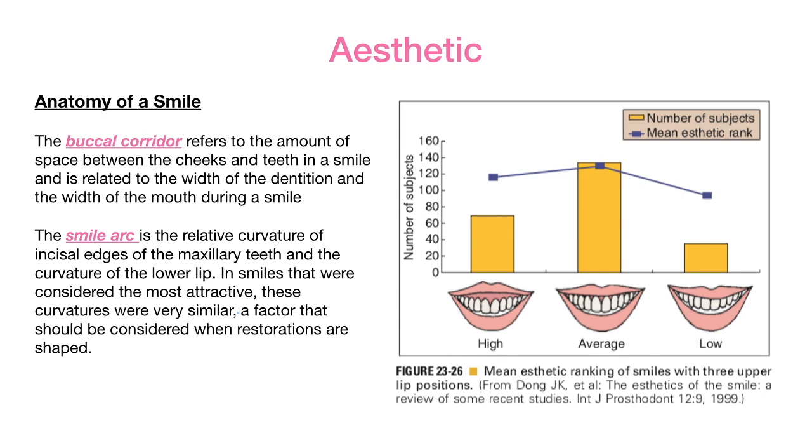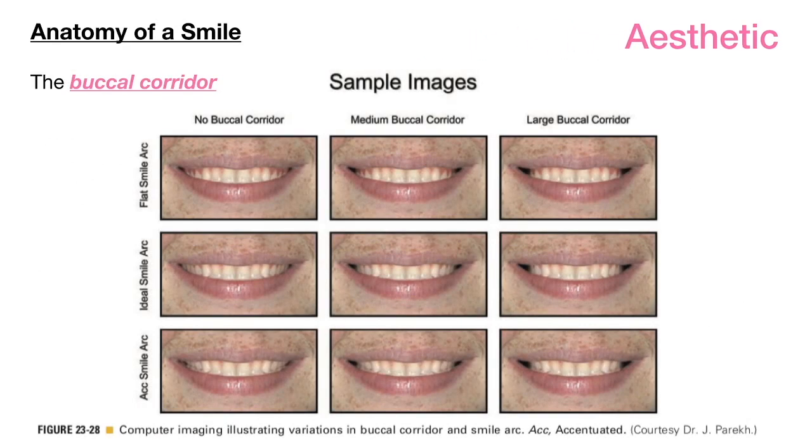We can understand how important aesthetics is. We have to understand the high lip, average, and low lip. We can know the effect of the gummy smile and smile arc on our final aesthetic analysis, and how important the buccal corridor is, which refers to the space between the cheeks and teeth and also affects the shadows of the cheeks on the teeth. We have to understand these elements, so it helps us analyze the smile arc and make a good smile for our patients. The buccal corridor may be medium, large, or absent. We can simulate it by computer.